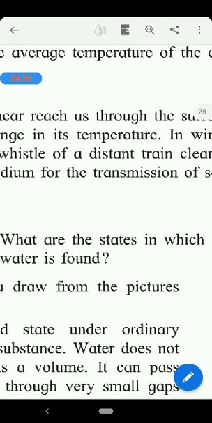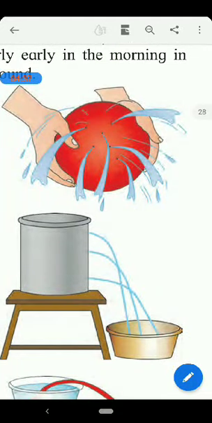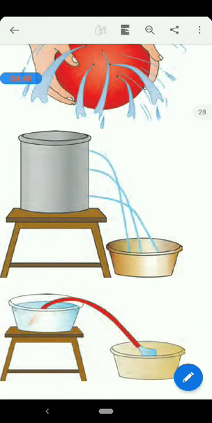Now the further question we have is, what inference will you draw from the pictures alongside? We will go one by one to explain this property. Water can escape from a very small space. From this diagram we can say that as we go in depth, the water pressure exerted on the wall of a container goes on increasing. That's why the 3 levels of water have been shown here.